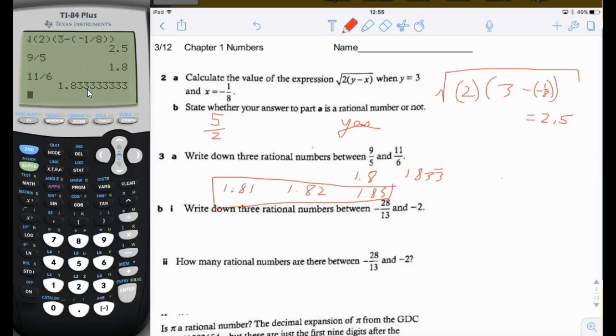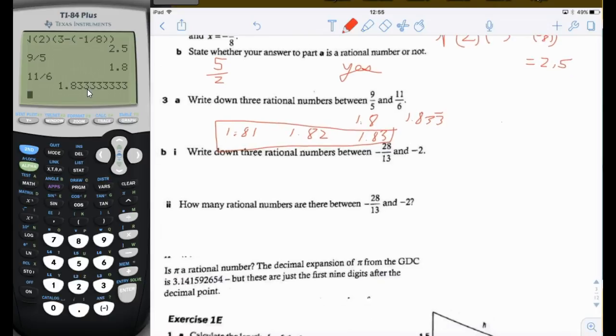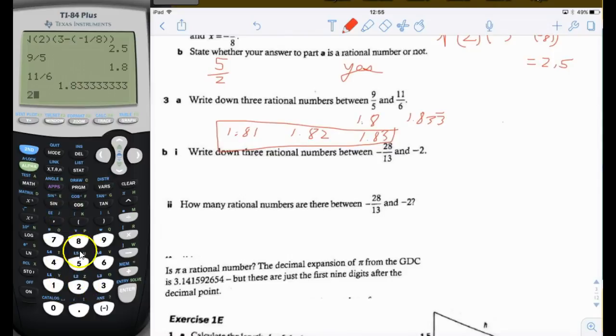Write down 3 rational numbers between negative 28/13 and negative 2. So same thing, we're just going to put 28/13 here, and then find out what the decimal representation is, 2.15384, etc. So it's negative 2.15384, 6154, etc. Probably goes on for a while, or maybe forever, and negative 2. So negative 2 is just there, right? So we could put negative 2.8, right?